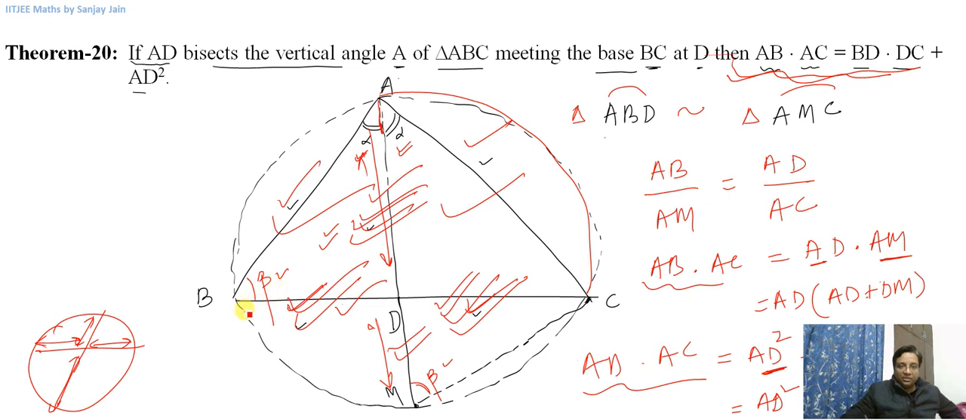If some students are confused, how will we find BD and DC then? We can easily find BD and DC. If this is angular bisector, then BD and DC will be in the same ratio as AB and AC, right? This is angular bisector theorem, which we have already studied.